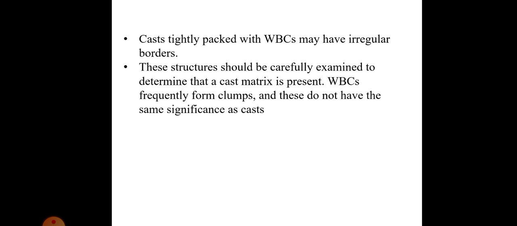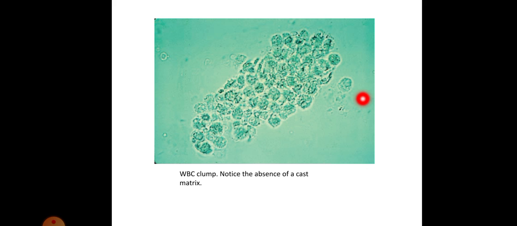Cast tightly packed with WBCs may have irregular borders. These structures should be carefully examined to determine that a cast matrix is present. WBCs frequently form clumps and these do not have the same significance as cast. Here we can see WBC clumps and there is absence of cast matrix.